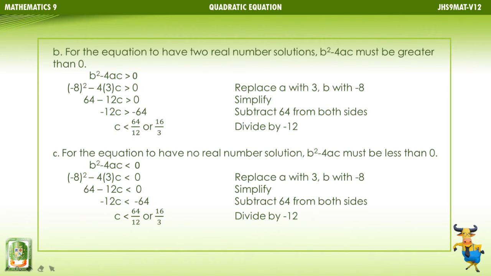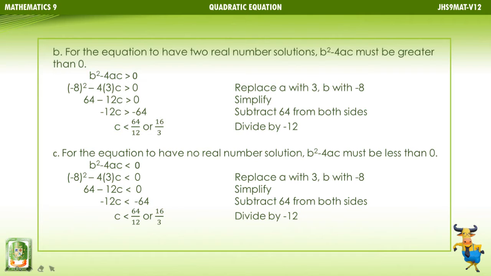B. For the equation to have two real number solutions, b squared minus 4c must be greater than 0. Negative 8 squared minus 4 times 3c greater than 0, replacing a with 3 and b with negative 8. Simplify: 64 minus 12c greater than 0. Subtract 64 from both sides: negative 12c greater than negative 64. Divide by negative 12: c less than 64 over 12, or 16 over 3.